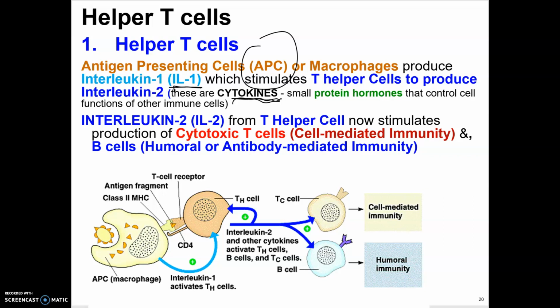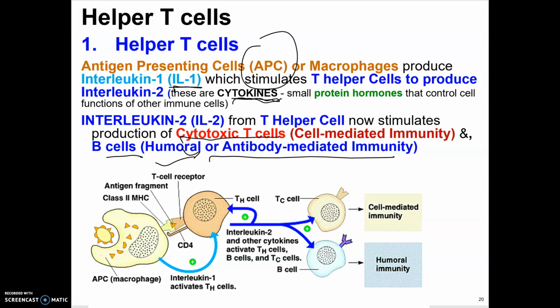So interleukin-2, that's going to be released from our T helper cell, is going to stimulate the production of cytotoxic T cells and B cells. Now cytotoxic T cells are going to be the main fighters in our cell-mediated immunity. And B cells are going to be in charge of our humoral or antibody-mediated immunity. We're going to talk about that more in a later video.